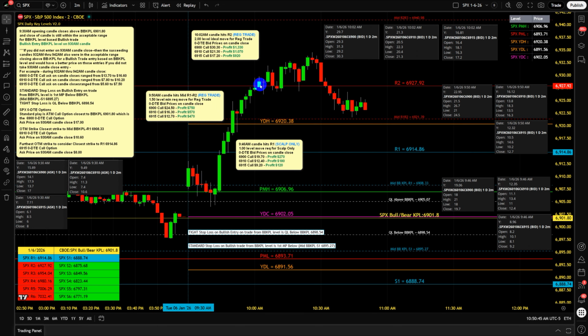Now here on the 10:02 a.m. candle, it hits R2. That is the two-level ideal move for a regular trade. What we mean by ideal move versus minimum required move is that generally on 80 to 85% of the sessions that you will see in a given year, the low to moderate or standard volatility sessions are going to comprise about 80 to 85% of your sessions.